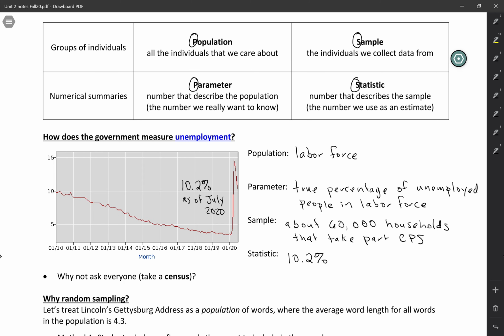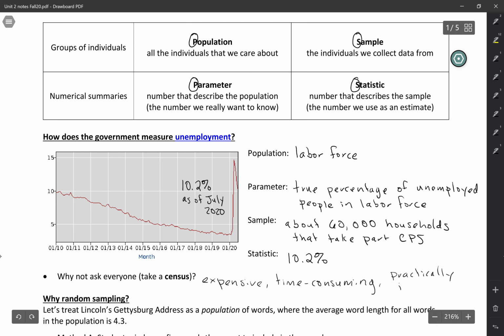So why is unemployment information based on a sample? Why not ask everyone, which would be called taking a census of the population? I think it's probably pretty easy to see why we don't do that. If we had to track down every person every month to record unemployment, that would be an extremely expensive process, also just a very, very time-consuming process. And if we're being honest, it's just a practically impossible thing to do. The logistics of talking to every American or every American in the labor force every month is practically impossible.